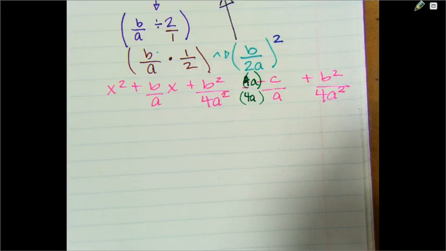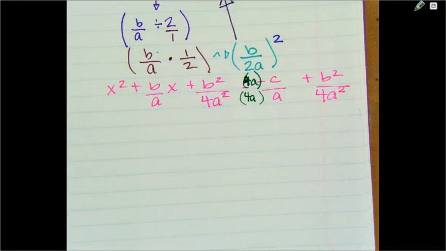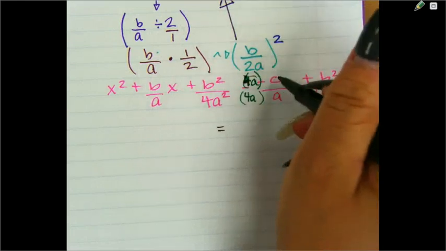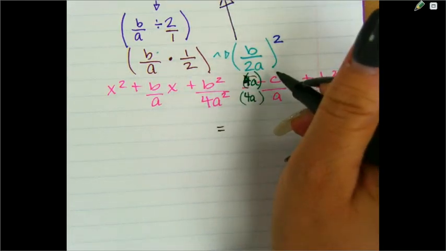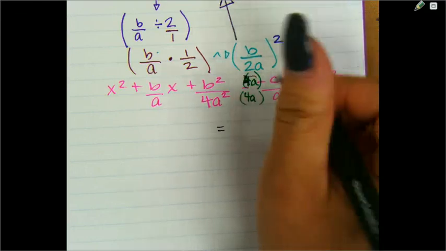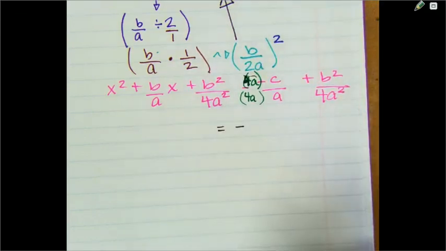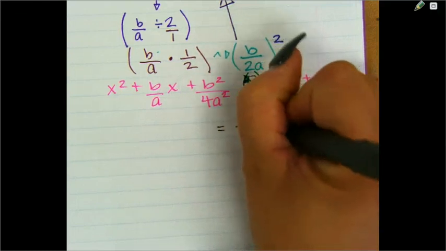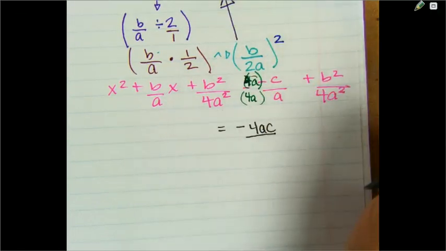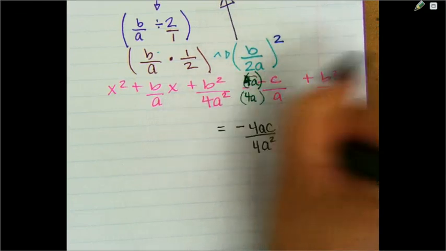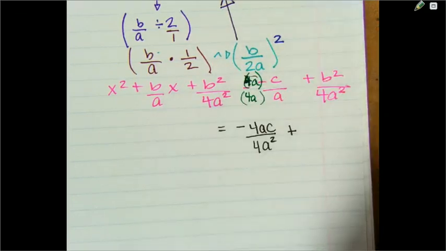Good? Questions? That's a 4a. My 4 got kind of smushed into the parentheses. Whatever you multiply to the bottom, you have to multiply to the top. Okay. I'm going to rewrite it on the right-hand side. So I have 4a times negative c. What's 4a times negative c? Well, negative 4ac. What's 4a times a? 4a squared. Plus b squared over 4a squared.